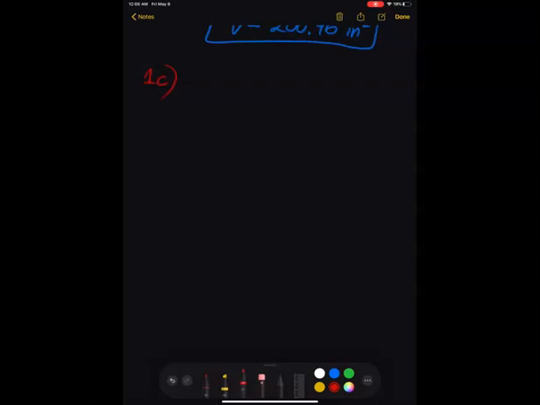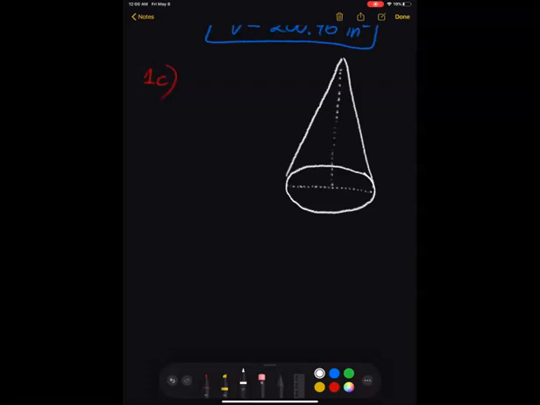1C, let's draw our cone. So there's the base of our cone. In this case, we are given a diameter instead of a radius, and we have our height. Let me draw that out. Okay, so we know that our height is 6 centimeters, and our diameter D is equal to 5 centimeters.